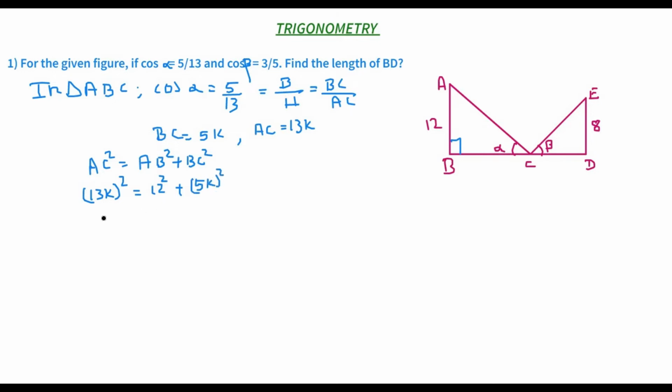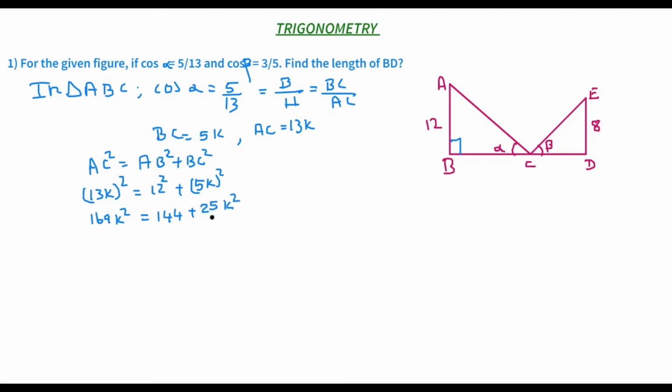So now let's solve this. 13K the whole square will be 169 K square, equals 12 square, which is 144, plus 5K the whole square. 5 square is 25 and then K square.